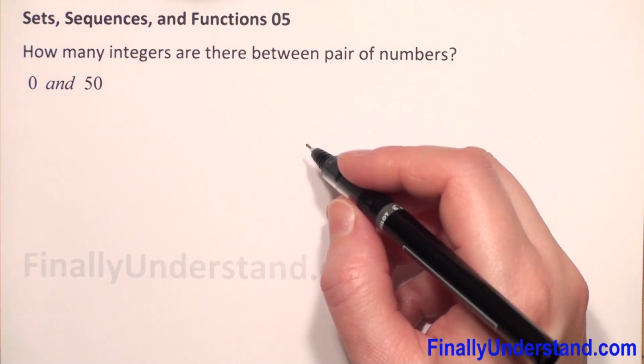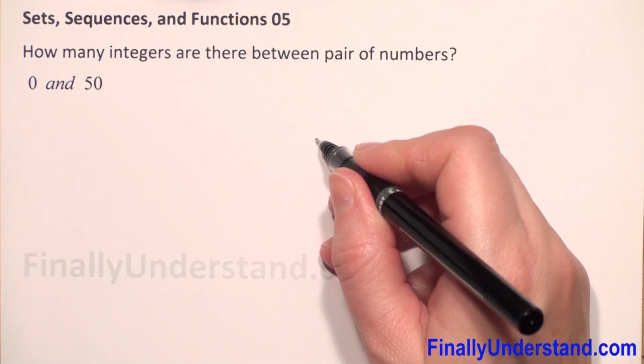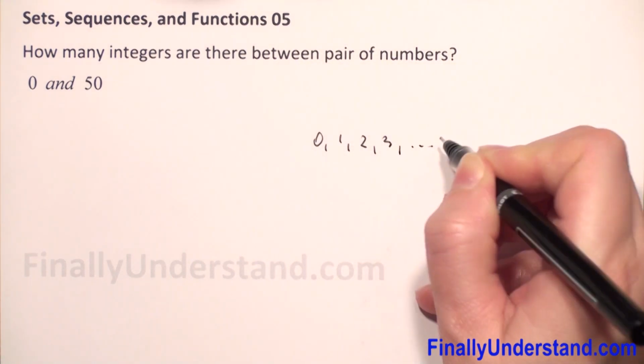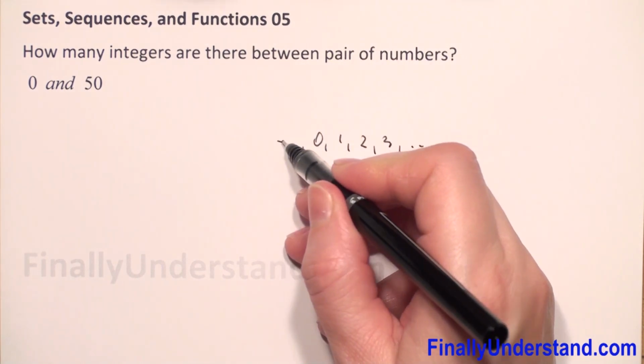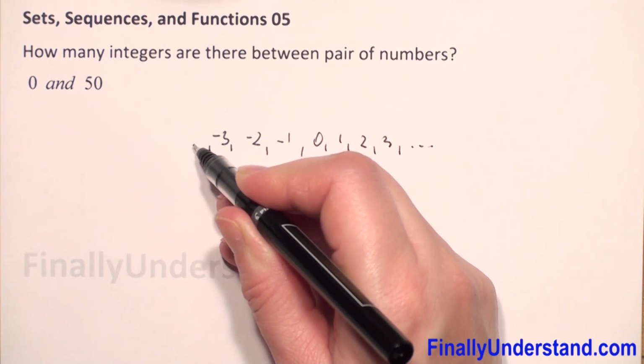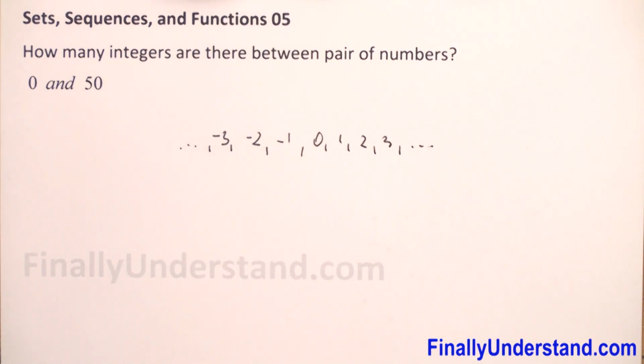Integers are all natural numbers and 0. We have to include 1, 2, 3, and we're going to positive infinity. And we have -1, -2, -3, and so on. We are going to negative infinity, so from negative to positive infinity. Now, to find how many integers we have between 0 and 50, you can always write all the numbers and count them, but we have an easier way.